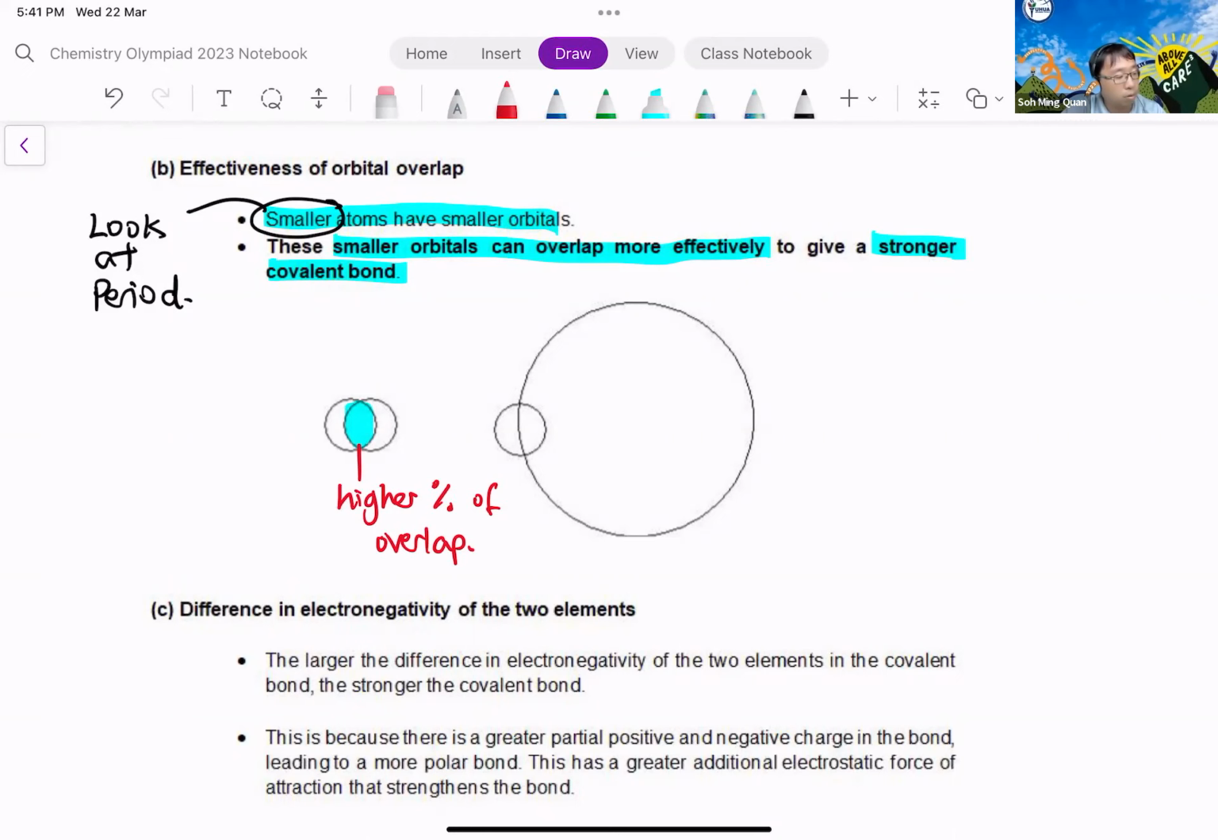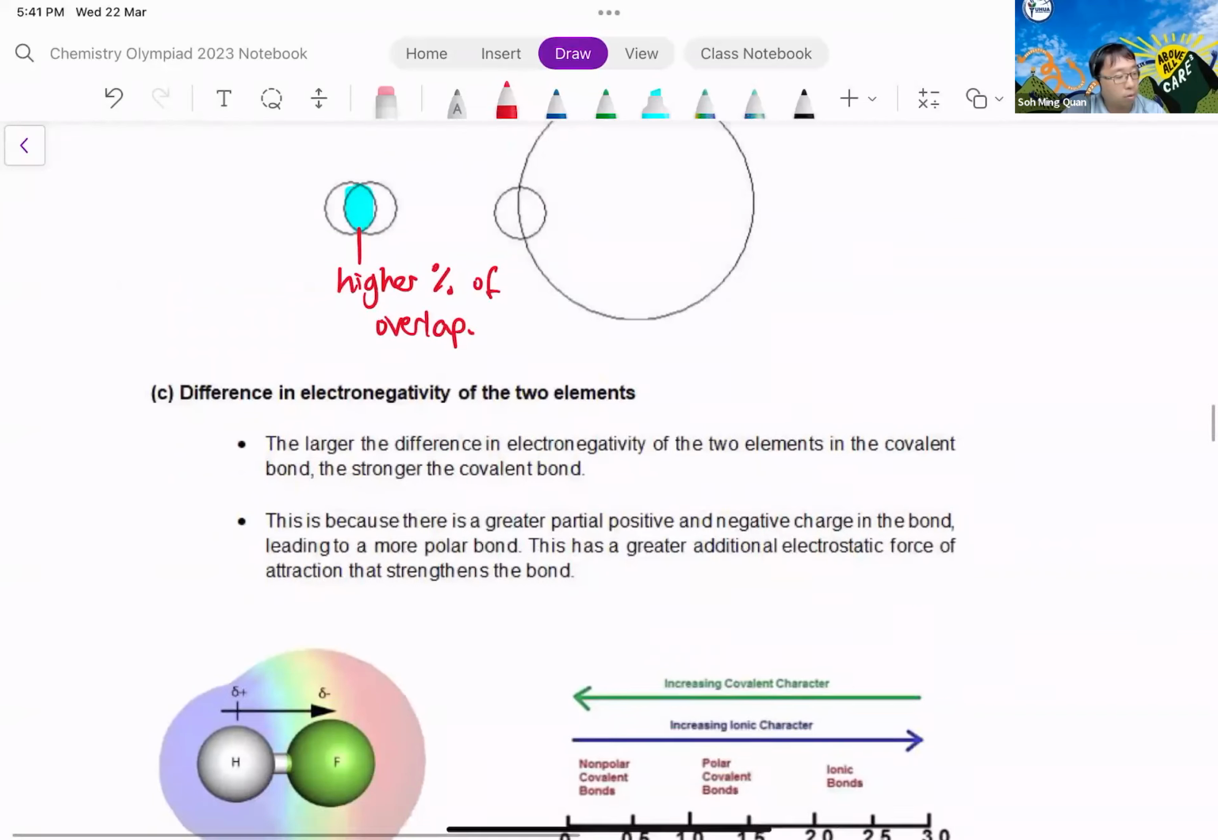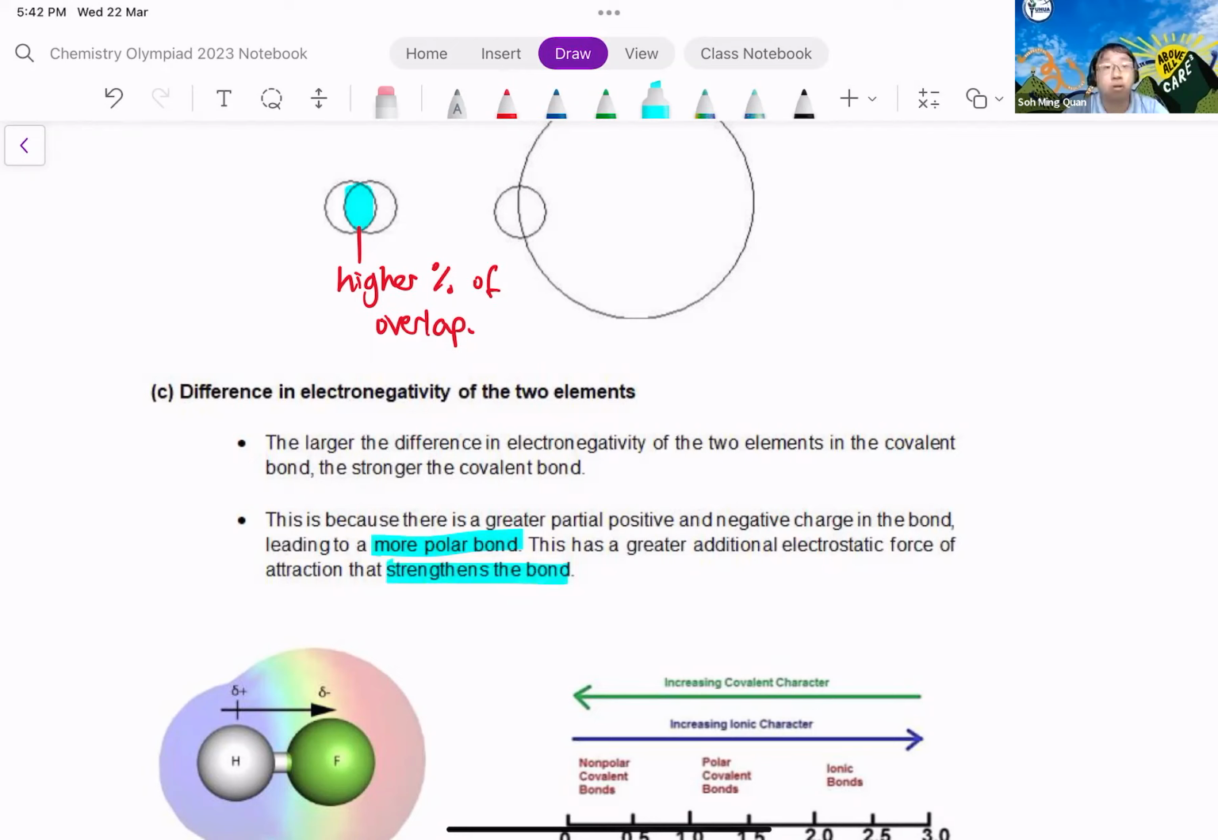Finally, we just talked about difference in electronegativity. Polar covalent bonds are stronger. The more polar a bond, the stronger the bond. So the greater the difference in electronegativity, the stronger the bond.